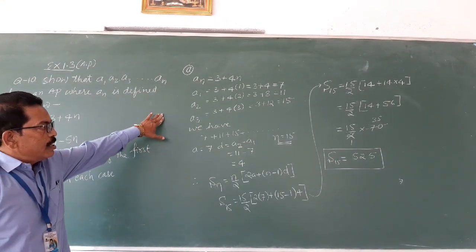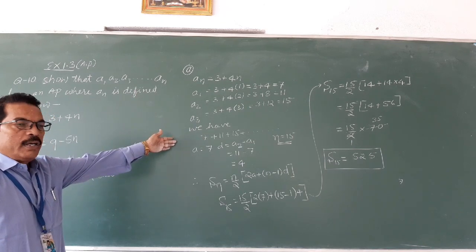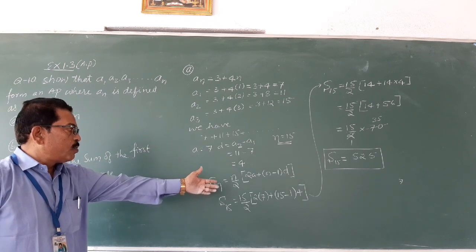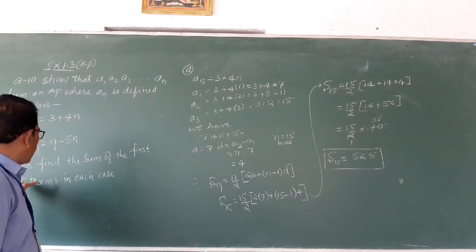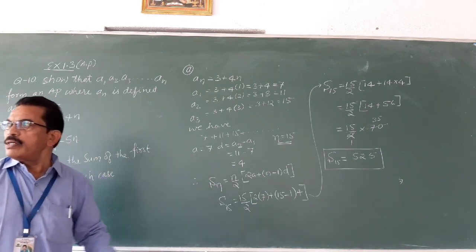See the solution? Very simple one. We have to find the AP form first. Then after finding the AP, we have to simplify to get the sum of the first 15 terms of that AP.